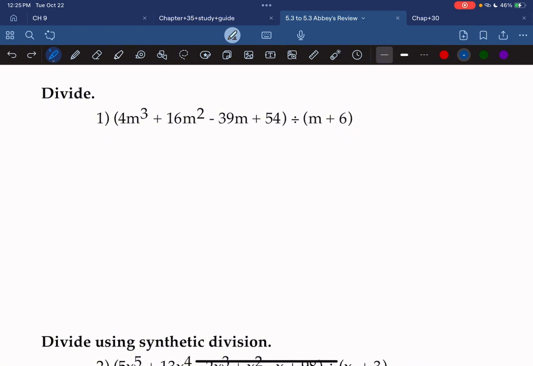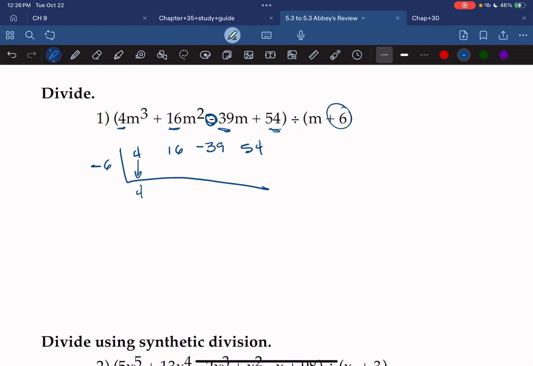Now for synthetic division, we place the opposite of this number on the outside of the box. Then we make this weird shape, and now we will put the values of everything that we are dividing in this box: 4, 16, negative 39, and 54. So we drag down the first number, which is 4, and now we multiply the number in front by the number on the bottom.